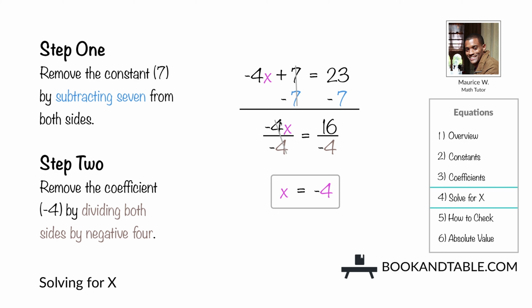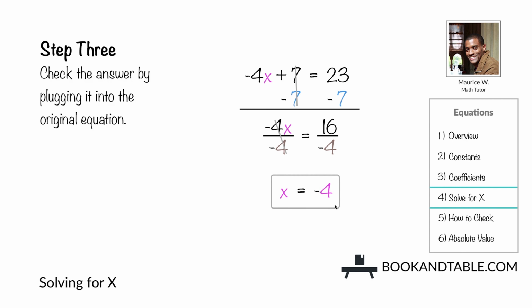And now step 2, remove the coefficient, negative 4, by dividing both sides by negative 4. Negative 4 divided by negative 4 leaves us with 1 times x, which is x. 16 divided by negative 4 would leave us with negative 4. So the answer would be x is equal to negative 4.